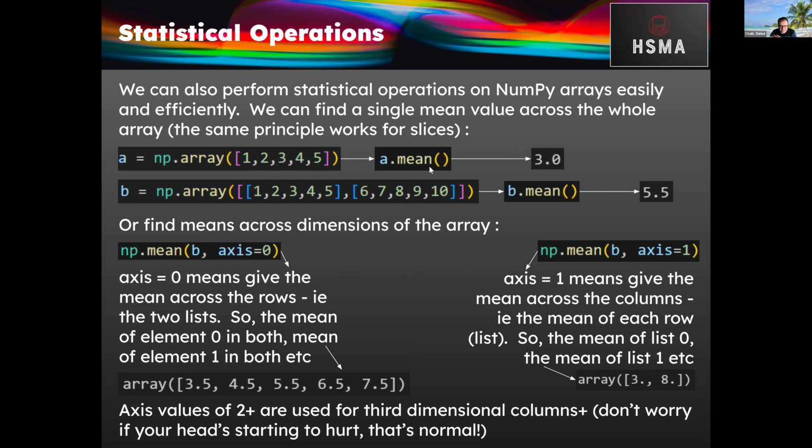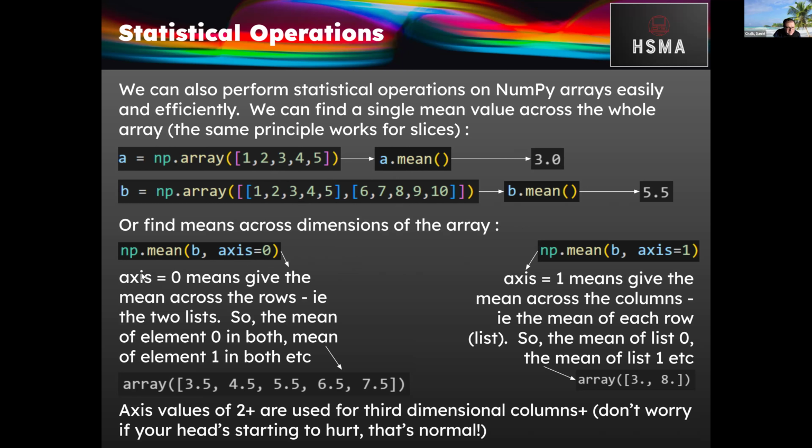So you can see this works for a one-dimensional array here, and in the second array, it's basically taking a mean across all of the values here. If we don't want to find a mean of all values across all dimensions, we can be a bit more specific than that. So we can find means across different dimensions of the array.